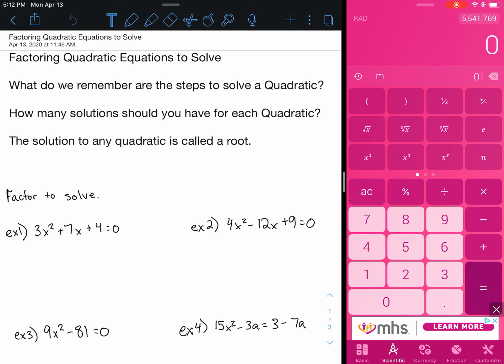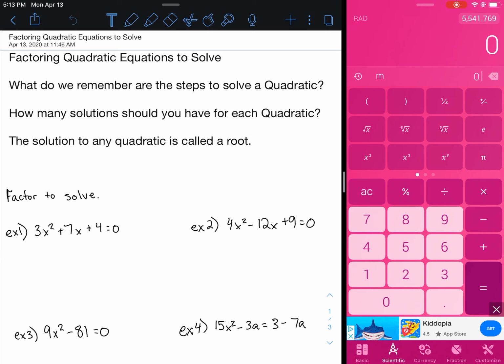How many solutions should we have for each quadratic? Well, typically you have 2, and the reason for that is because it is x squared. There are going to be times when the solution is actually the exact same for both parts, or sometimes neither of the solutions end up working, so we call that no solution. But for right now, we're going to have 1 or 2 solutions.